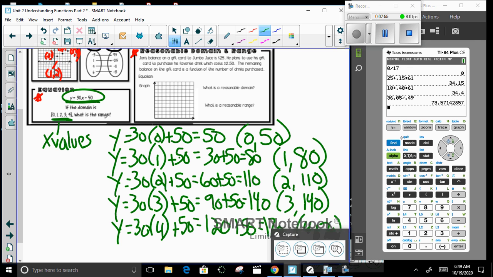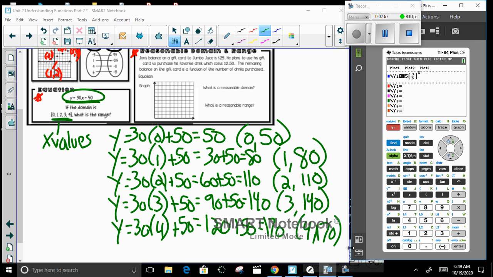Another way you can do it is you can go to your y equals on your calculator, clear anything you may possibly have, type in this equation. 30, remember your x is right next to the green alpha button, plus 50. So that's the equation. I'm going to hit graph in the top right corner here. That's what the line looks like.